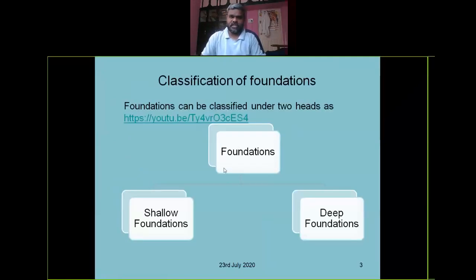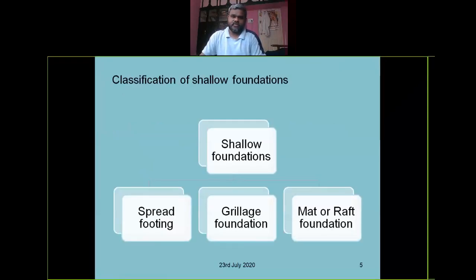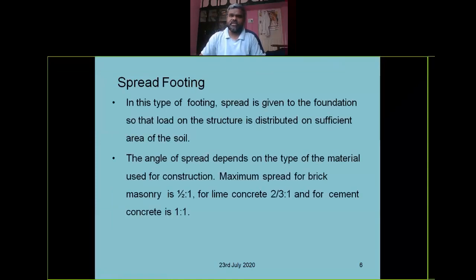There are two types of foundations: shallow foundations and deep foundations. A foundation is said to be shallow when the depth of foundation is equal to or less than the width. Shallow foundation can be further classified into spread foundation, grillage foundation, raft foundation, like this. Spread is given to the foundation so that load on the structure is distributed on a sufficient area of the soil. The angle of spread depends upon the type of material.